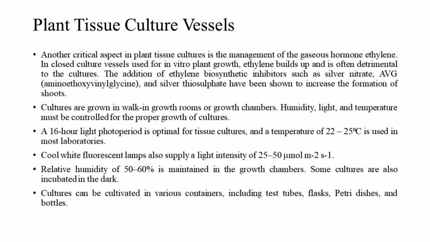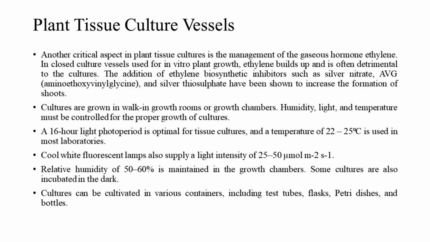Plant tissue culture vessels. Another critical aspect in plant tissue cultures is the management of the gaseous hormone ethylene. In closed culture vessels used for in vitro plant growth, ethylene builds up and is often detrimental to the cultures. The addition of ethylene biosynthetic inhibitors such as silver nitrate, AVG, aminoethoxyvinylglycine, and silver thiosulfate have been shown to increase the formation of shoots. Cultures are grown in walk-in growth rooms or growth chambers.